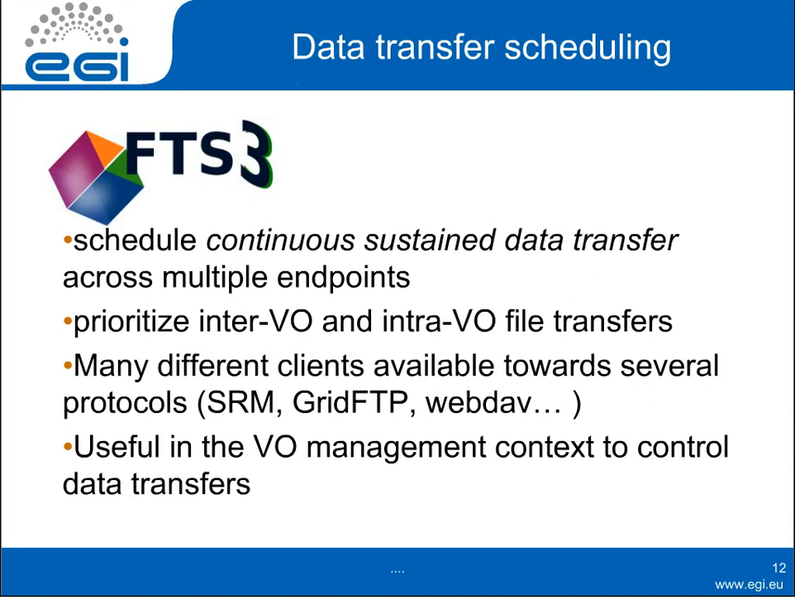Second point, prioritize inter-VO and intra-VO file transfers. Even here, you can have VOs that are more prioritized in the EGI context. Opportunistic VOs can use the resources in the EGI context, but have a lower priority. In general, you can use FTS so that your VO is prioritized or the opposite. Even in one VO, in the VO context, you can choose which files or which data sets or which file groups should be transferred before other ones.